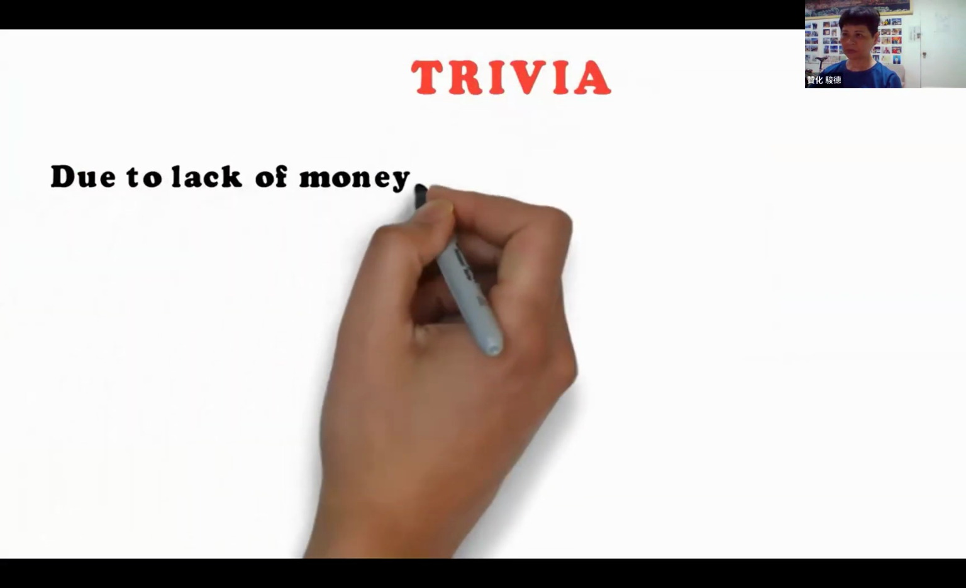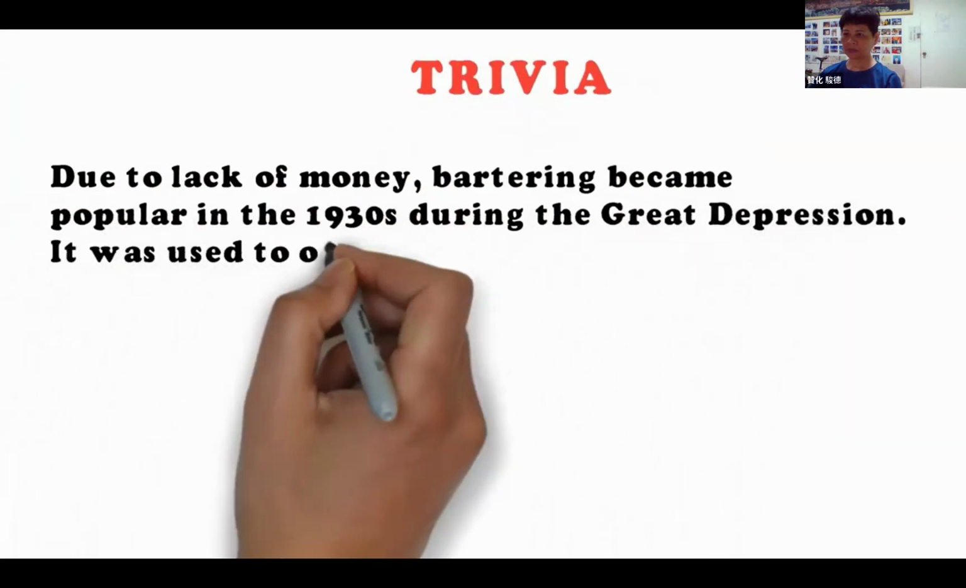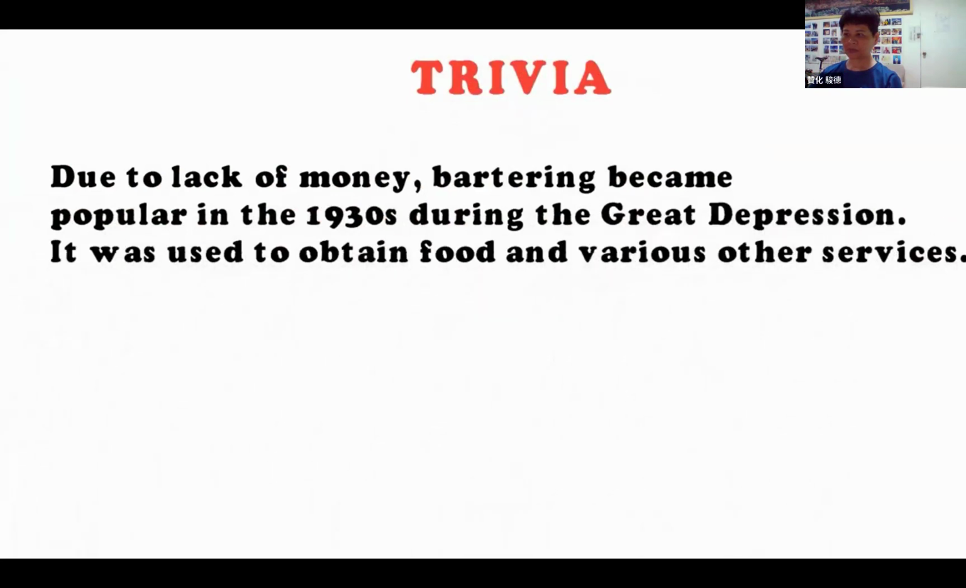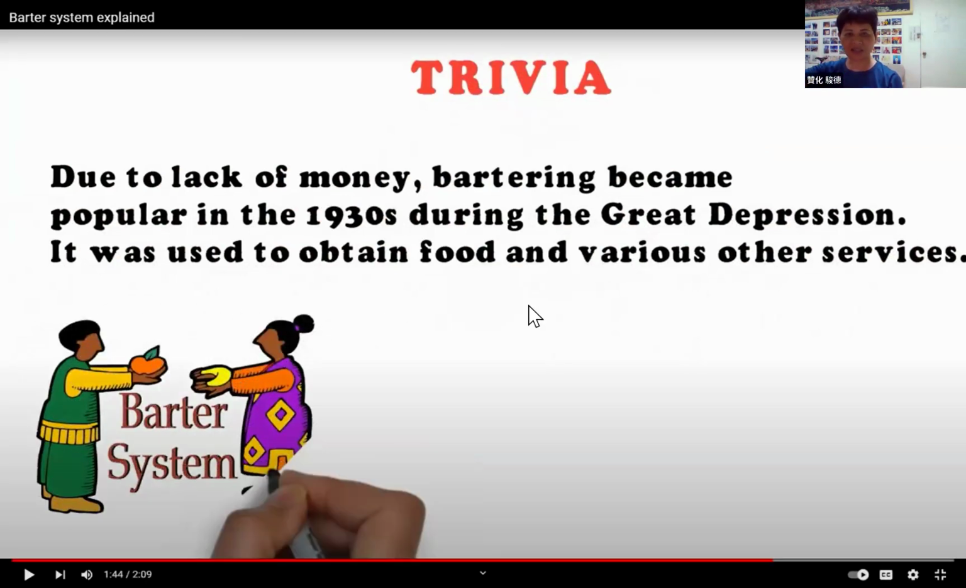Trivia. Due to lack of money, bartering became popular in the 1930s during the Great Depression. It was used to obtain food and various other services. So even in modern society, it's not too long ago, right? Almost 100 years ago already. During the Great Depression, there was no money, so people exchanged services and goods. So that is how it works. The bartering system was extremely popular in the old times.